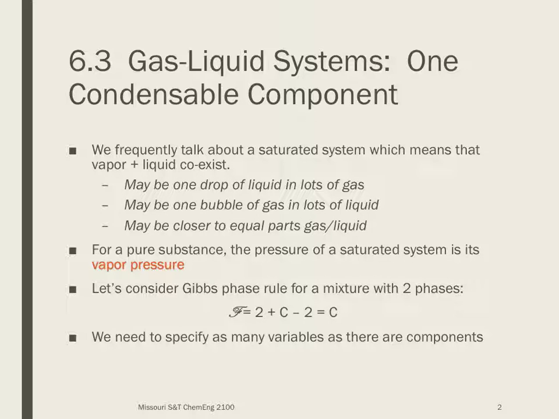If my substance was pure and I had this saturated system of vapor and liquid, then I would say that it was at its vapor pressure. But let's talk about systems where I have more components, not just a pure substance. So if I have vapor and liquid, two phases, Gibbs phase rule, if I have no reactions and two phases, says that the degrees of freedom is 2 plus C minus 2 phases minus 0 reactions. And so I end up with C, the number of components. So I'm going to need to specify as many variables as I have components according to Gibbs phase rule. So that's one thing that I need to know.